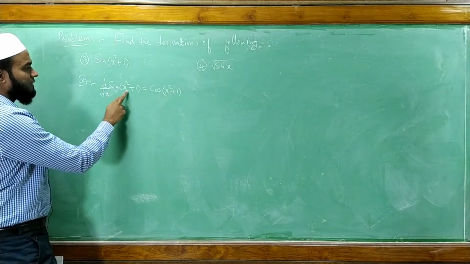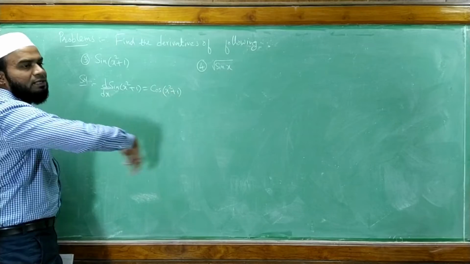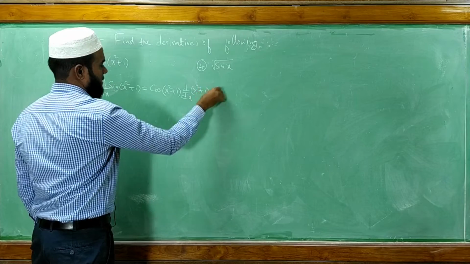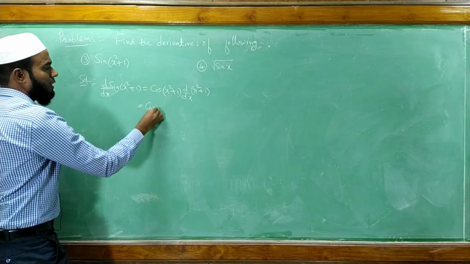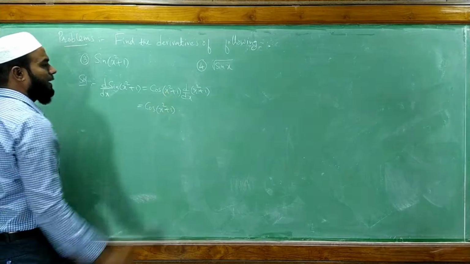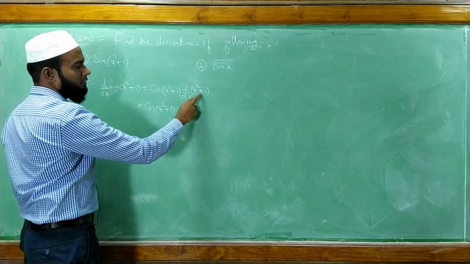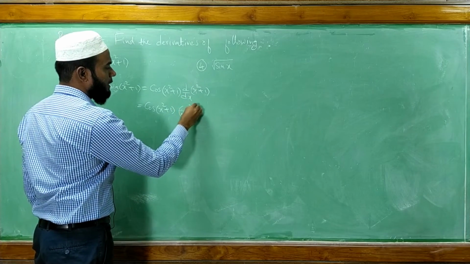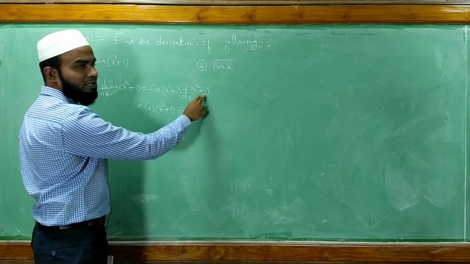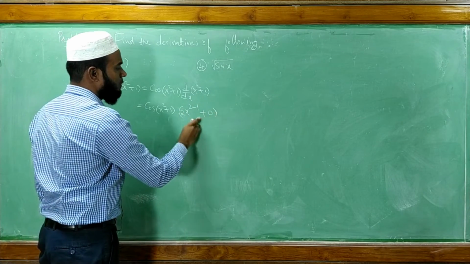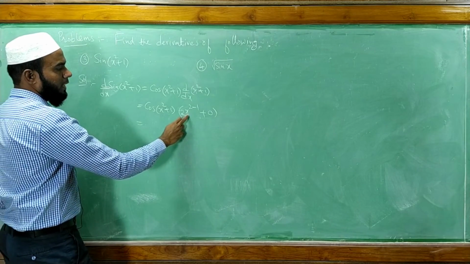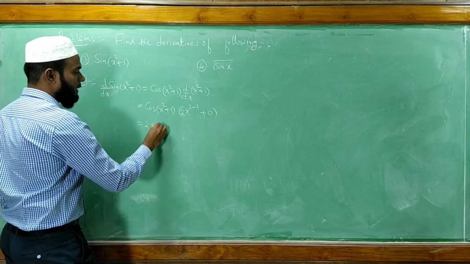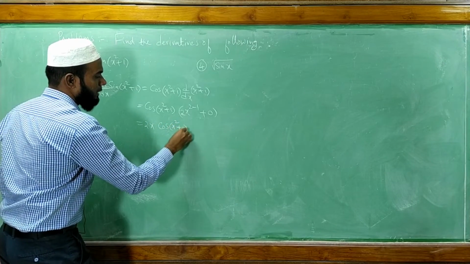D by dx of sine of something is nothing but cos of something, again the derivative of that something, that is d by dx of x square plus 1, right? This is equal to cos of x square plus 1 into d by dx of x square plus 1. Derivative of x square is nothing but 2 into x power 2 minus 1, plus derivative of 1, which is a constant here, derivative of 1 is 0, right? So what we'll get here? X power 2 minus 1 is nothing but x power 1. So 2x into cos of x square plus 1, right?